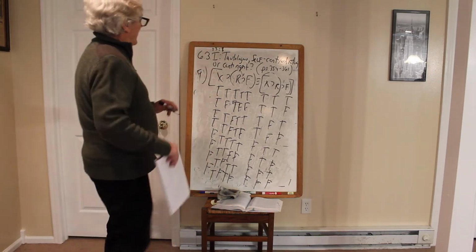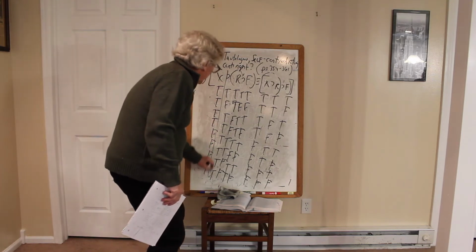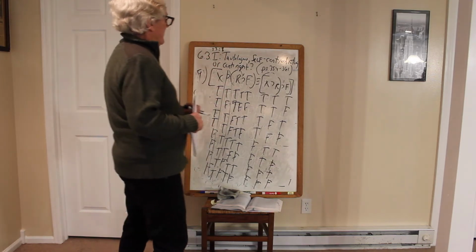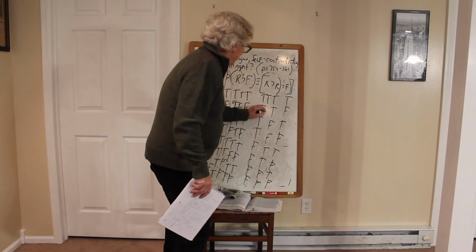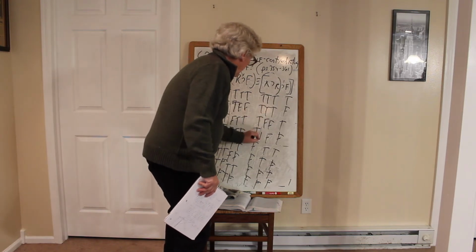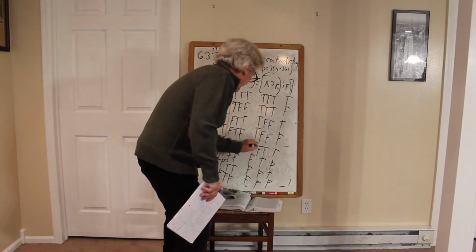Okay. The main operator here is that one. I'm circling that because I know that I'll need it. Now, true implies true is true. True, false, false. The rest should be true. False implies anything is true.